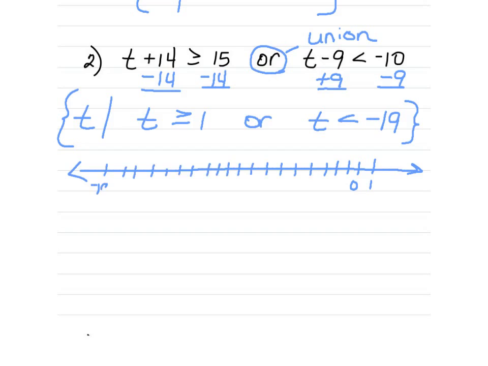And here's negative 19. Okay, so t is greater than or equal to 1. So on the 1, I need a closed circle. And I'm going to highlight everything greater than 1, going to the right. And then t is everything less than negative 19. So open circle on negative 19.